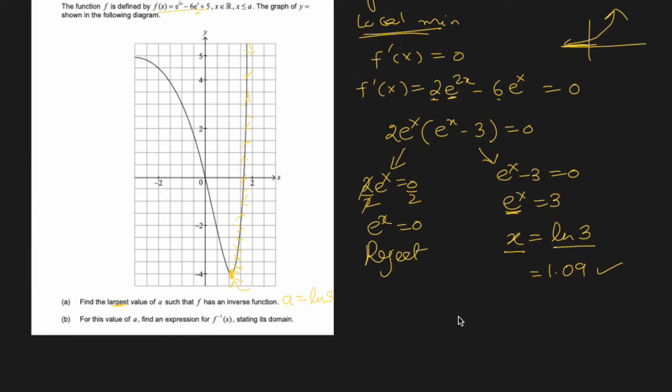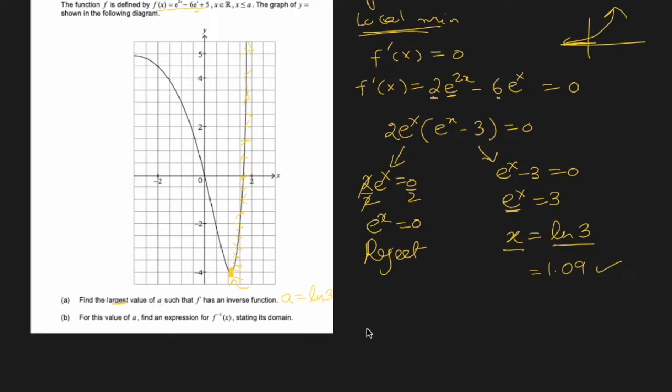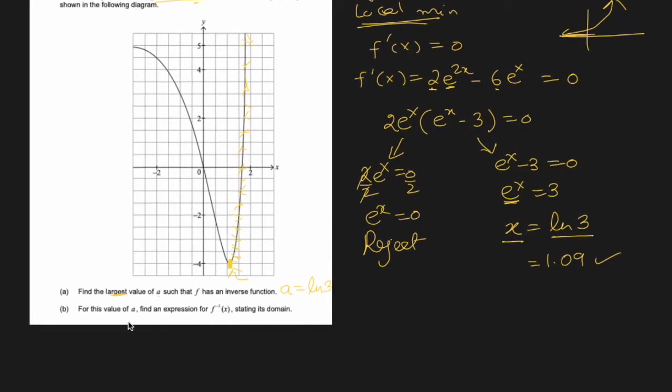So let me go back to that one. Okay, so y, the original function was what? Let me write here, f x was e to the power 2x minus 6 e to the power x plus 5. So we have to find the inverse of this first. Okay, so it can be written as y equal to e to the power 2x minus 6 e to the power x plus 5.